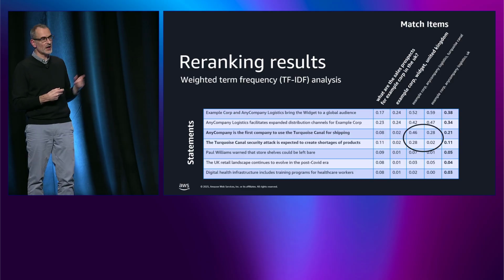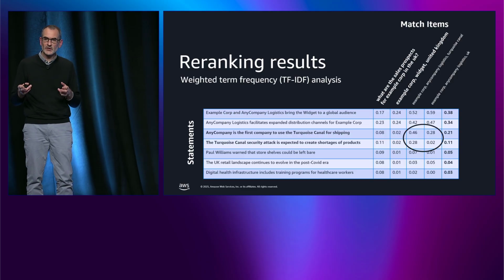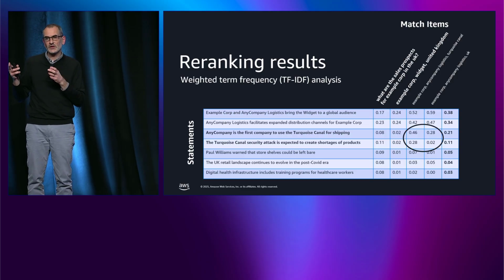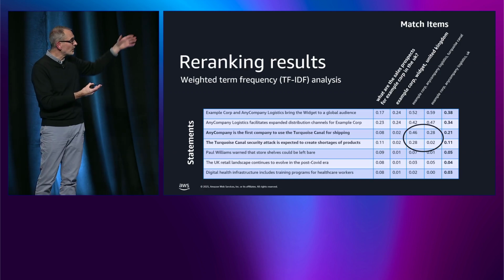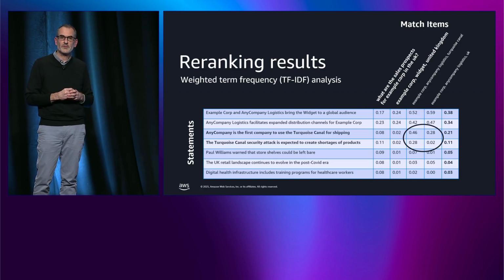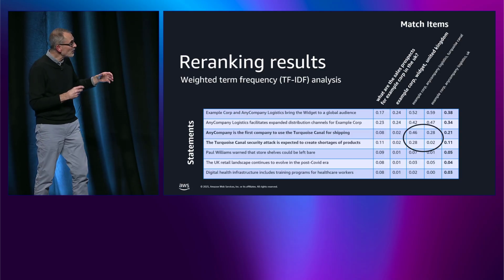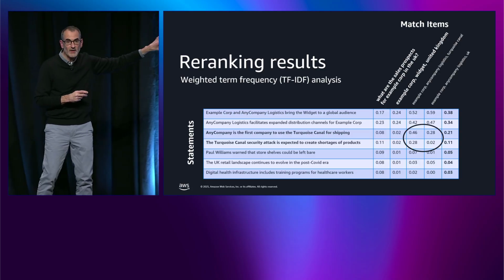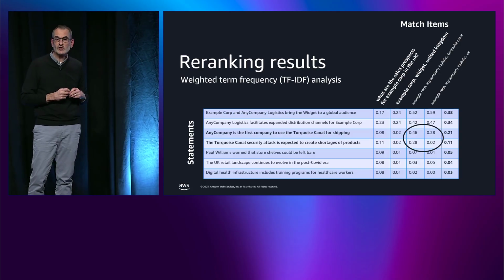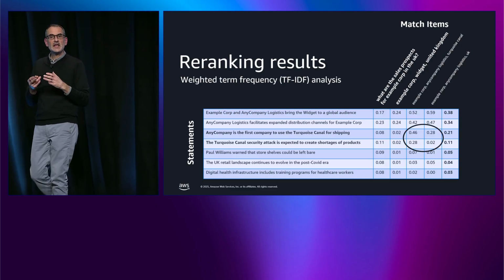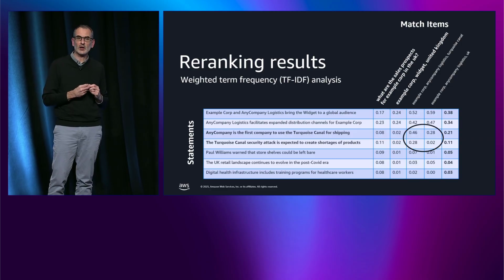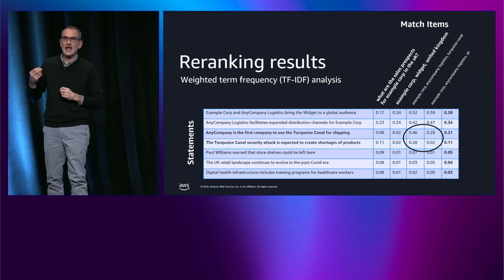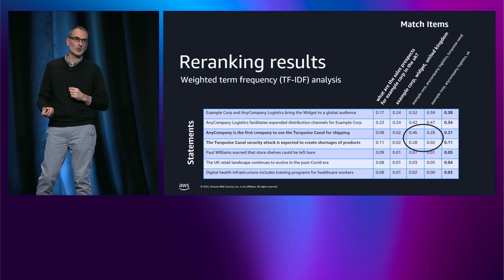And what you'll see in this example is that we've got statements that mention any company logistics and the Turquoise Canal, and they've been promoted to close to the top of the result set. And they've been promoted even though they score very, very low for the original question. Okay. But the reason they've been promoted is because they score relatively highly for those last 2 entity network contexts, the ones that mention any company logistics and the Turquoise Canal.